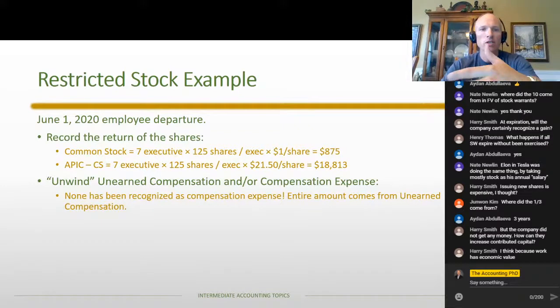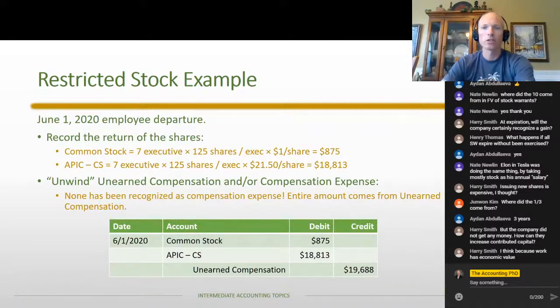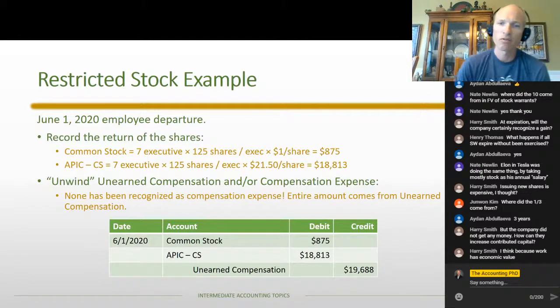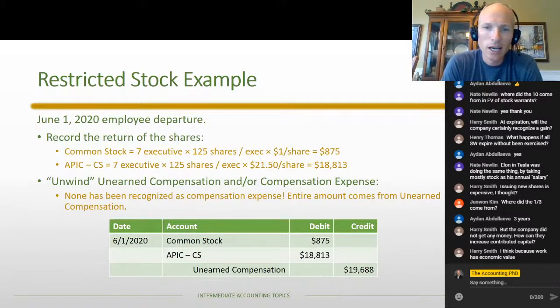And so none has been recognized as compensation expense. That means of this total amount of returned shares, all of it is going to come from our unearned compensation account. So the journal entry is an $875 debit to common stock and $18,813 debit to our APIC common stock account. And we're unwinding the unearned compensation for the total $19,688. Again, these are for those seven executives that left. The reason we have to record it is because we had recorded the issuance and recorded this unearned compensation for each of those 7 employees.